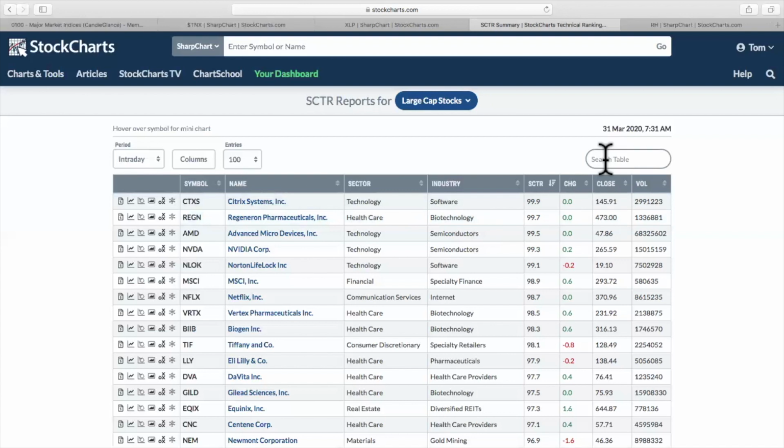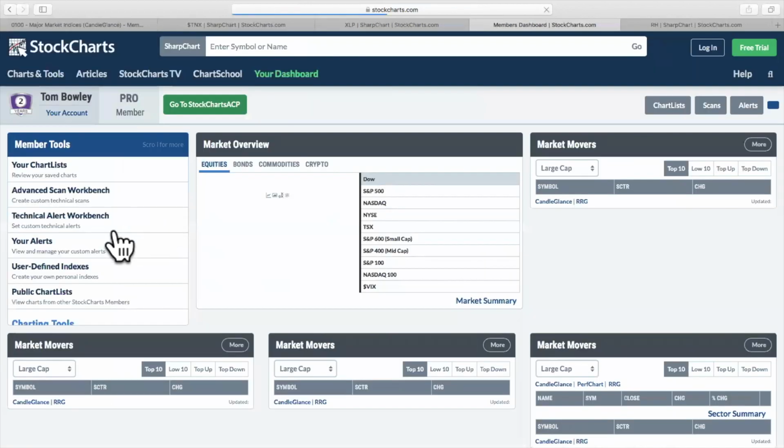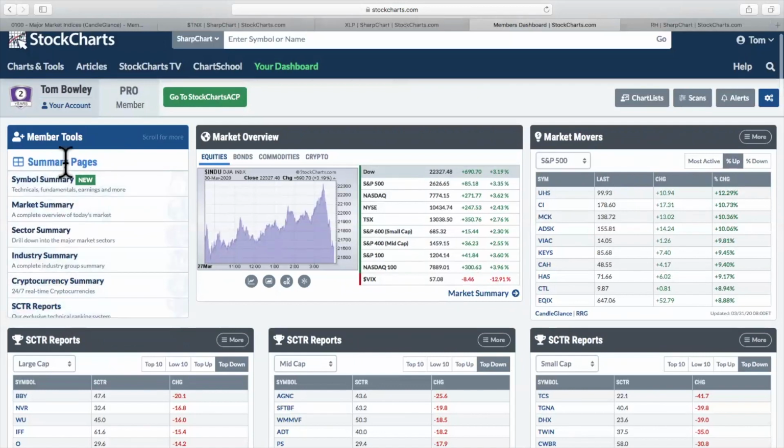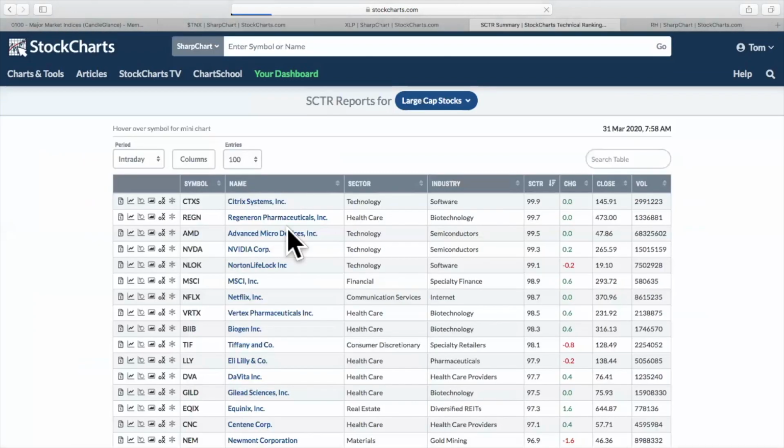So let's take a look first at healthcare. This is a scooter report. If you go into your dashboard under member tools and go down to summary pages, scooter reports, click on that. Then you could type in an industry group or a keyword, just type technology. That'll bring up not just stocks in the technology sector, but any stock that has technology in its name. It might be a healthcare stock, but it may have technology in its name. So whatever you put in the search box is what's going to be brought up.